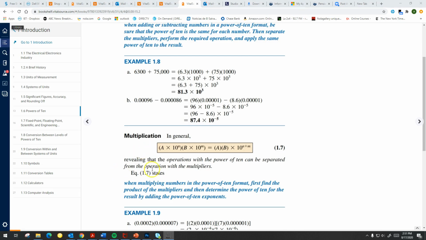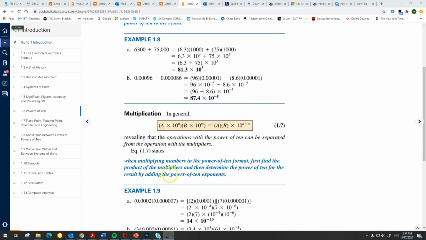Okay, so now we're going to be looking at the multiplication rule. You notice here the rules are the same as the ones we did before when we didn't have numbers in front of the powers of 10. It's different since now we have numbers, right? But the rules basically become the same.